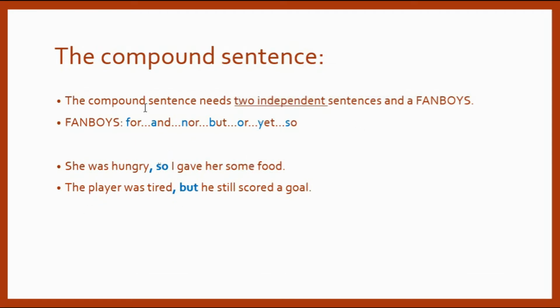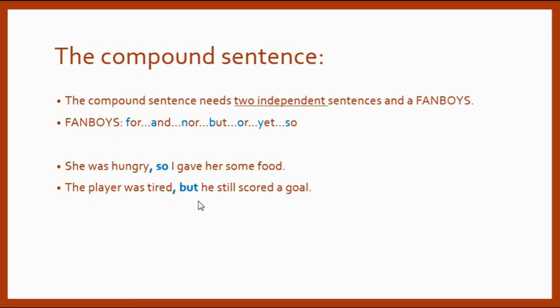And you have your fanboy. In this case, you have so, right? In this case, you have but. It depends on the meaning and what you're trying to say. She was hungry, so I gave her some food. I'll go through each of the fanboys one by one, and I'll try to teach you what they mean and how we use them.